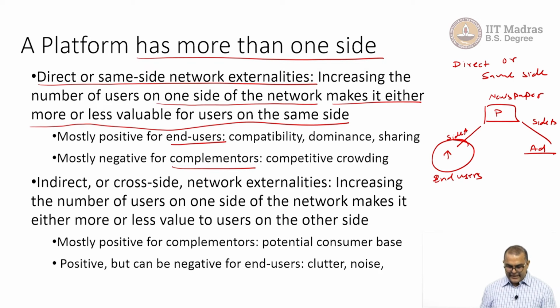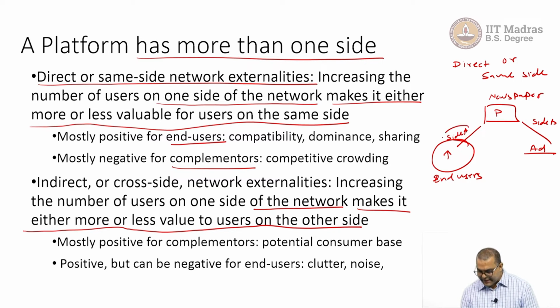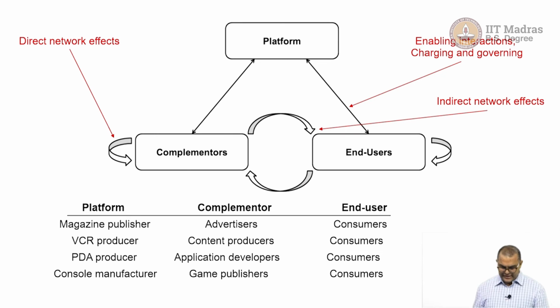Similarly, there is indirect or cross-side network externality. Increasing the number of users on one side of the network makes it either more or less valuable to users on the other side. So let us say on side A the number is going up, and whoever is on side B finds the platform more valuable, then we say it is a cross-side network effect, because the number is increasing on side A, but side B is getting affected. Okay, it can be positive as well as negative. So it depends.